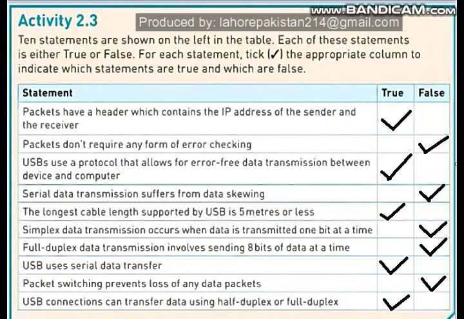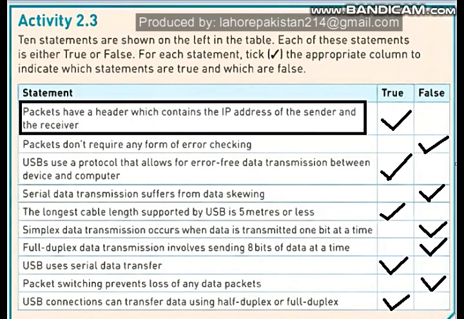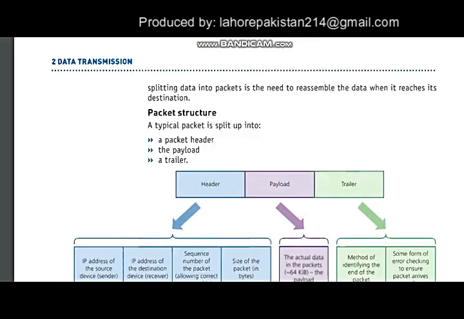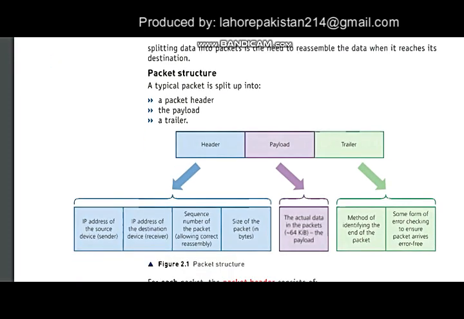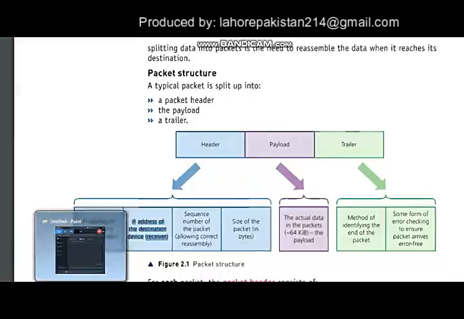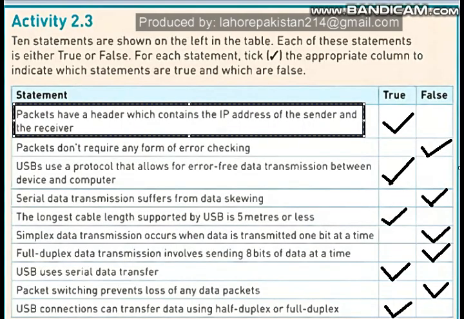Today I am going to solve activity 2.3, in which you are given 10 statements and you have to pick out true and false statements out of them. The first statement is this: packets have a header which contains the IP address of the sender and the receiver. You can see it from the topic of packet structure that the header contains the IP address of the source device and the IP address of the destination device, that is the receiver. So it means that this first statement is true.